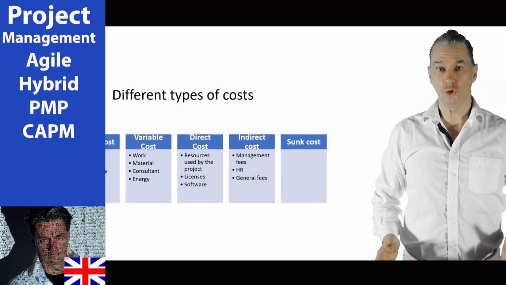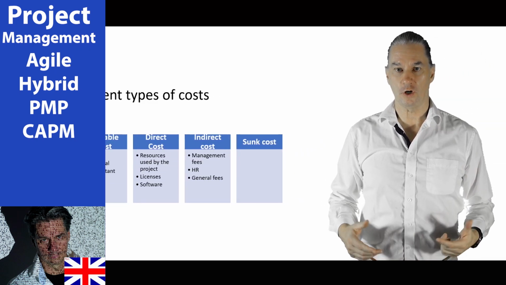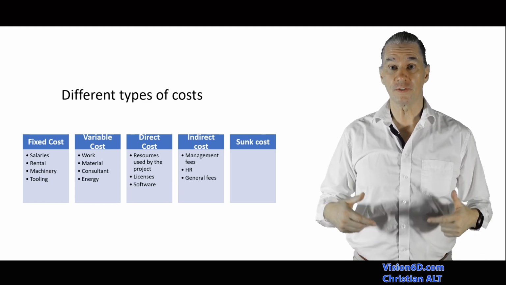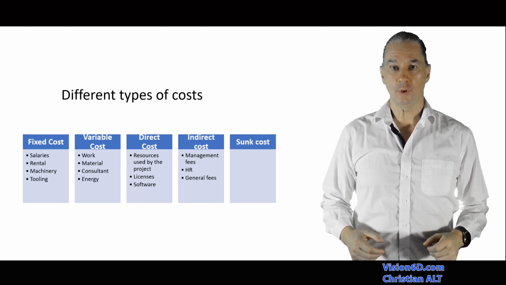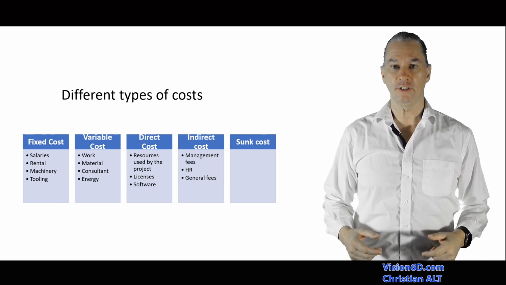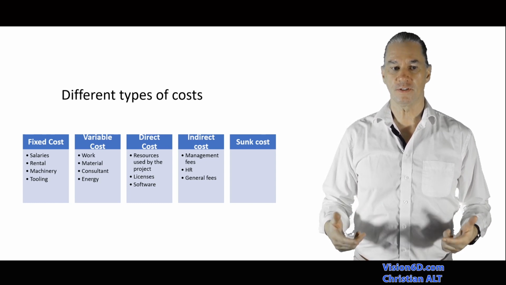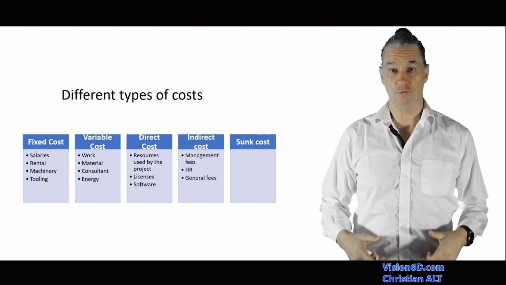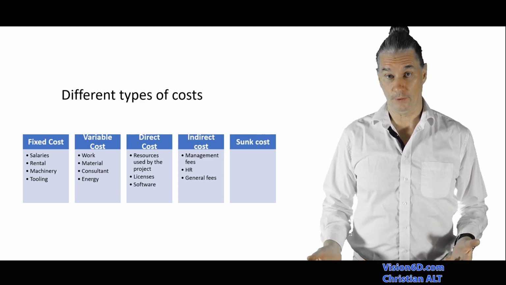In a project, you will see different kinds of costs. First of all, you have what we call fixed costs. For example, you use a building. This is typically a fixed cost. You also have salaries, you can have rental, and so on.